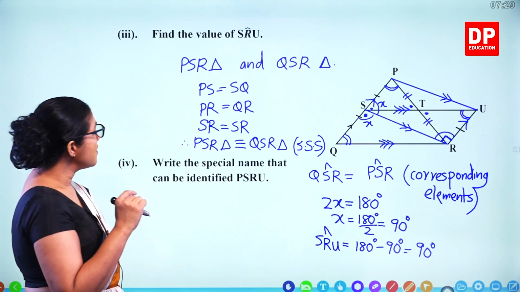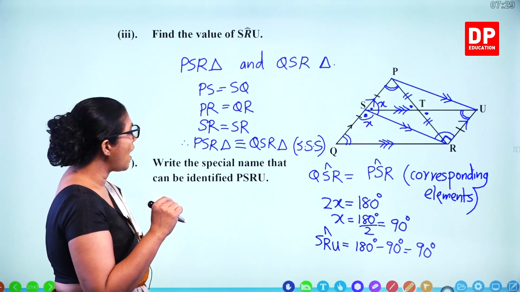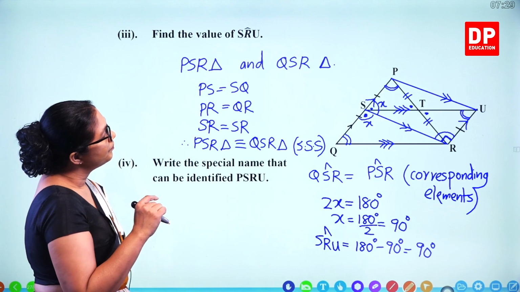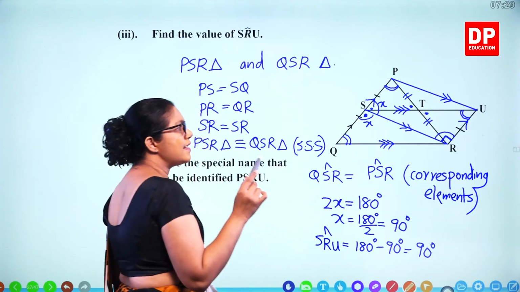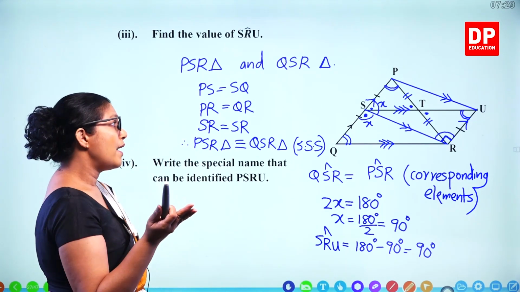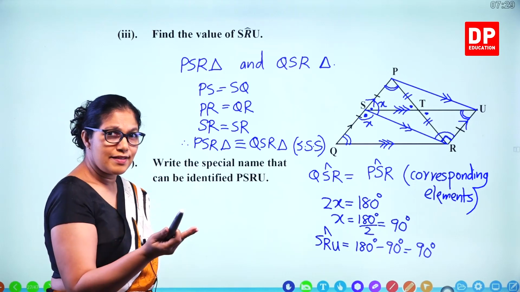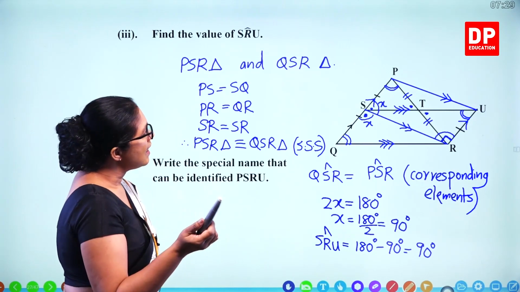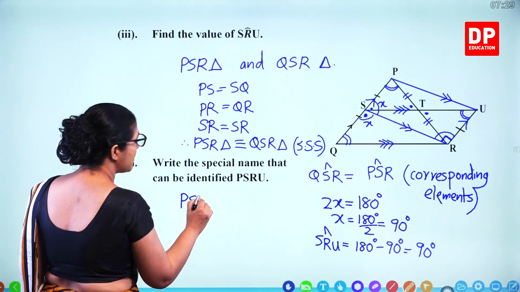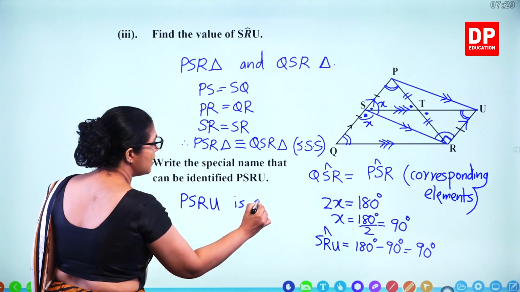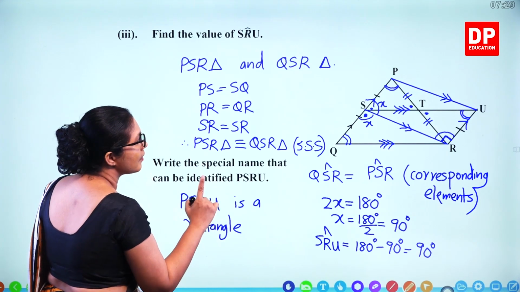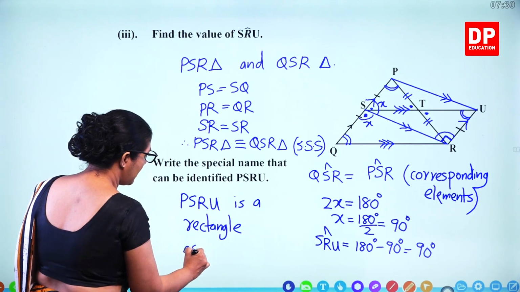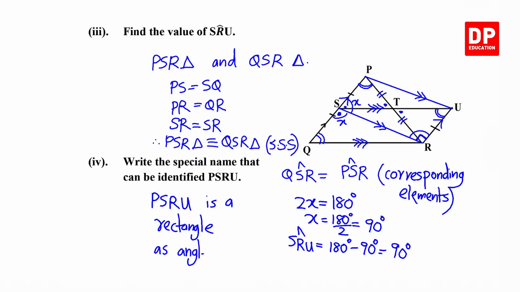Then the last part, it says write the special name that can be identified for PSRU. So this is 90. This is 90. So all these angles are 90 degrees because of parallel lines. So that's a parallelogram. We found out a 90 degree angle. So that's a rectangle. So PSRU is a rectangle, as the angles are 90 degrees.